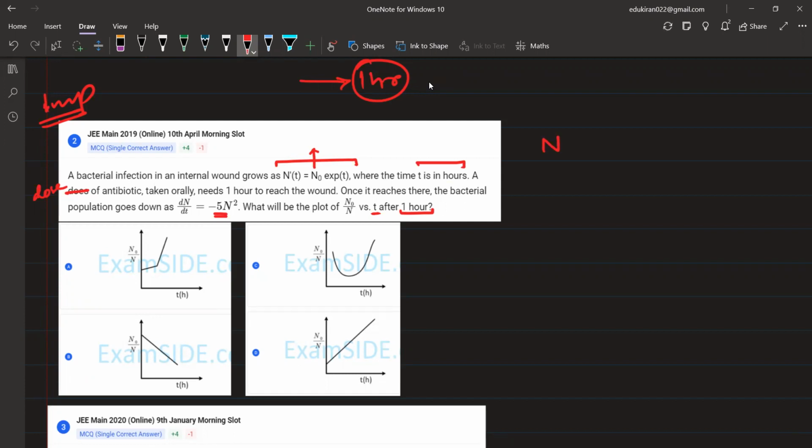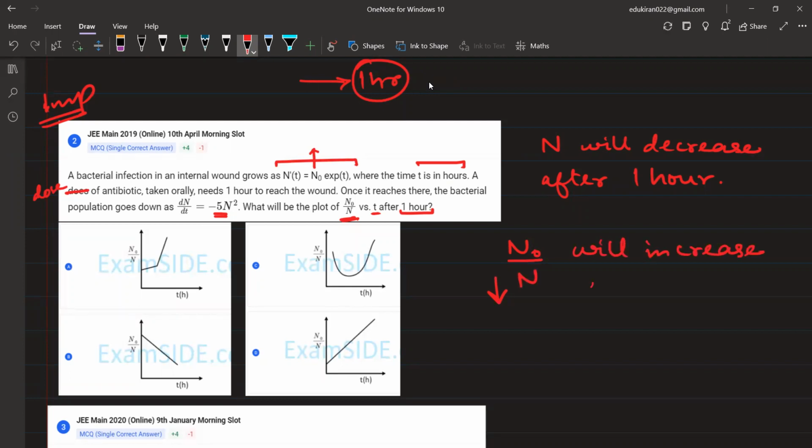Okay. Now if the medicine has reached the wound, then what is going to happen? The n is going to decrease. N will decrease after 1 hour. Correct? N will decrease after 1 hour. That means what will happen to n naught upon n? Now n is decreasing. So n naught upon n will increase after 1 hour. Is this clear? Yes or no? Please tell me. Is this statement clear? Yes, sir.